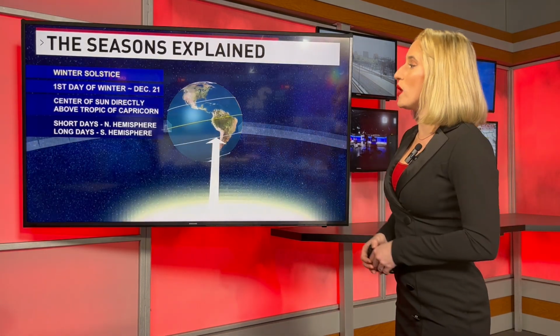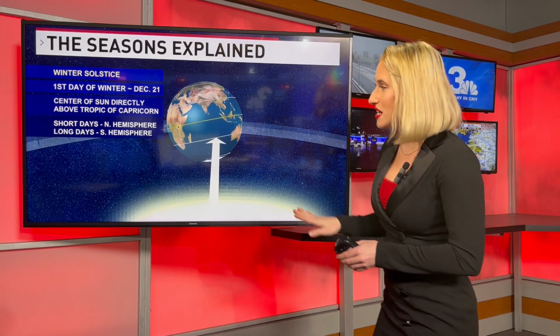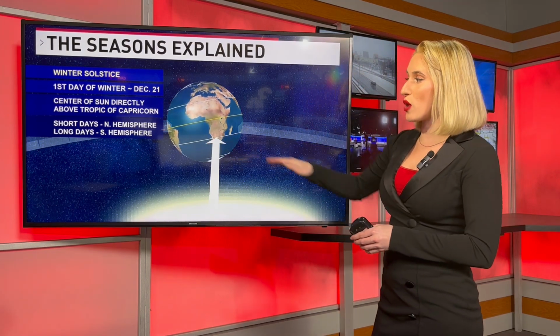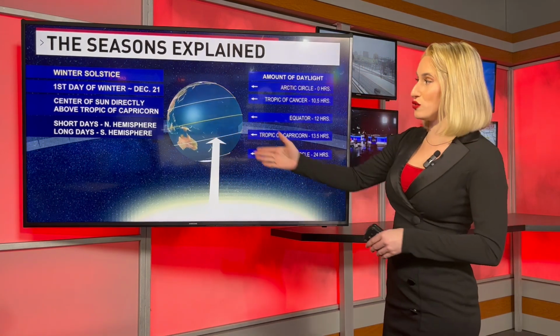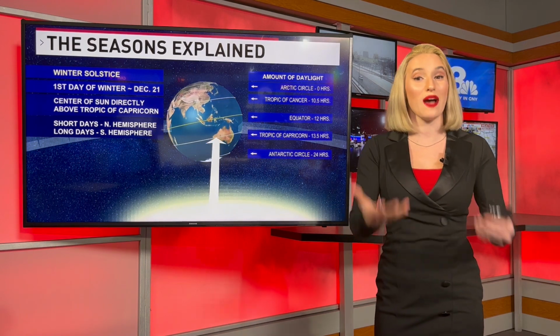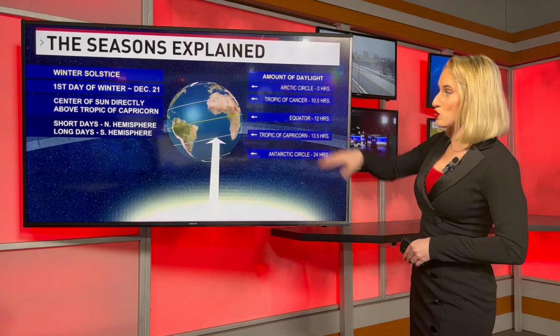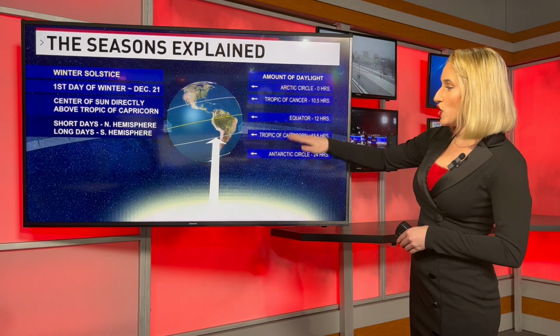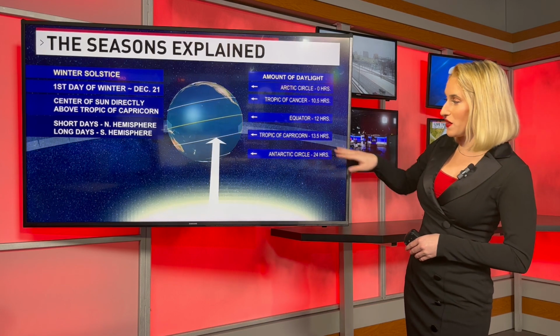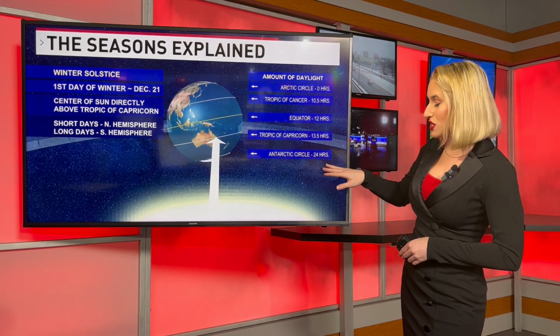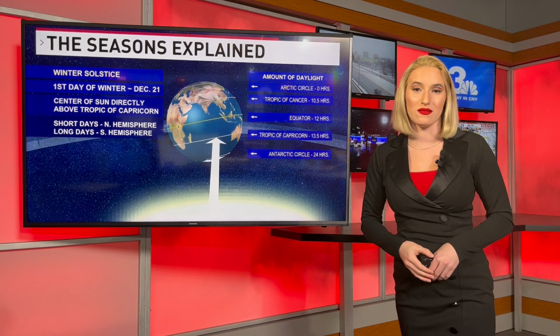Looking ahead now to the winter solstice. This is usually late December, around the date December 21st. This is when the center of the sun is directly above the Tropic of Capricorn, with shorter days in the northern hemisphere, longer days in the southern hemisphere. And this is usually the southern hemisphere's summer. So notice the amount of daylight here. Arctic Circle, no daylight. Tropic of Cancer, 10 and a half hours. Equator, 12 hours. Tropic of Capricorn, 13 and a half. And the Antarctic Circle, a full 24 hours of daylight.